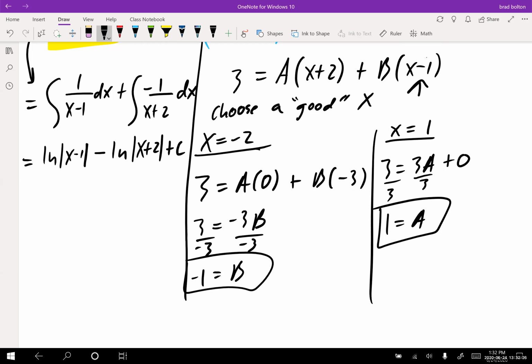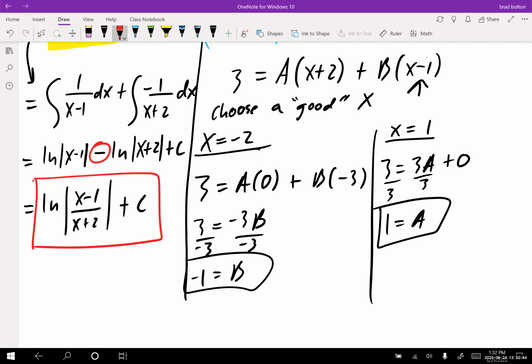Now, I think in your homework, they want you to clean this up. So this is how you should do it on the exam. This will become the natural log of x minus 1 over x plus 2 plus c. Remember the old property of logs that if you subtract two logs that have the same base, then you can just divide their arguments. So I think this is how most of the homework will be. So just be careful of this.